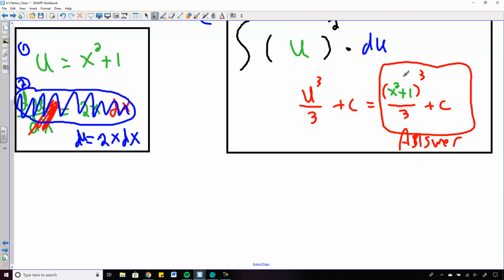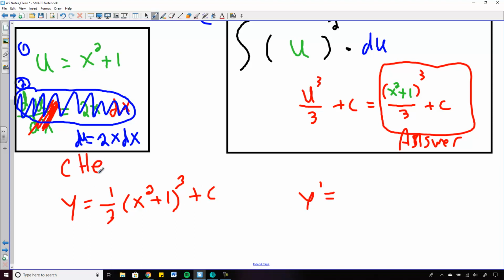The question is, if this is the antiderivative, what's the derivative of this? So if we have 1/3, we have x squared plus 1 to the third plus c, and that's our y. What's our y prime? We're just checking it. This is a check.